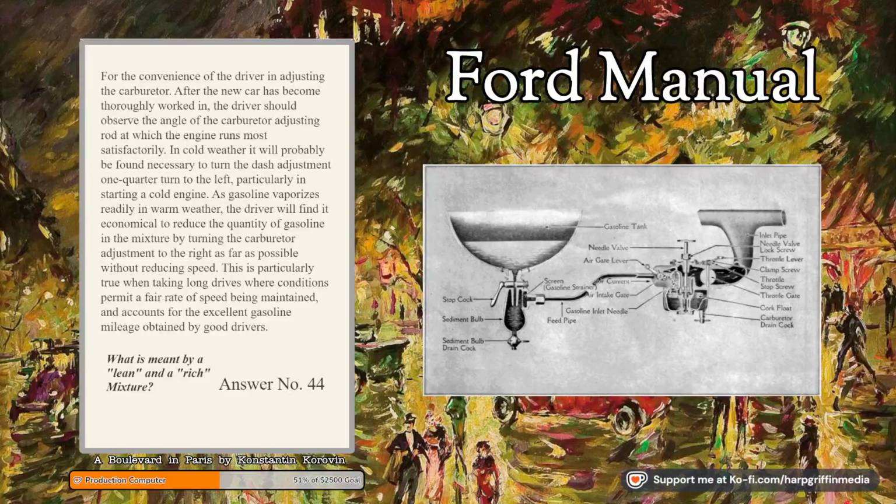As gasoline vaporizes readily in warm weather, the driver will find it economical to reduce the quantity of gasoline in the mixture by turning the carburetor adjustment to the right as far as possible without reducing speed. This is particularly true when taking long drives where conditions permit a fair rate of speed being maintained, and accounts for the excellent gasoline mileage obtained by good drivers.